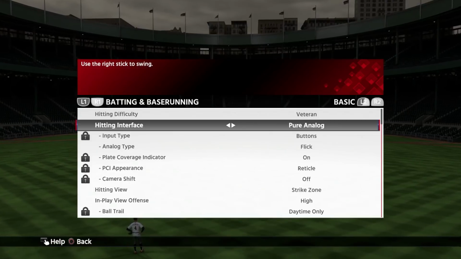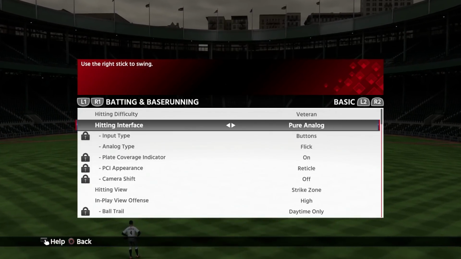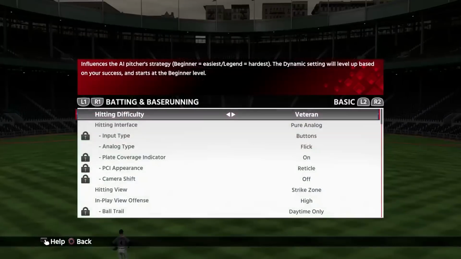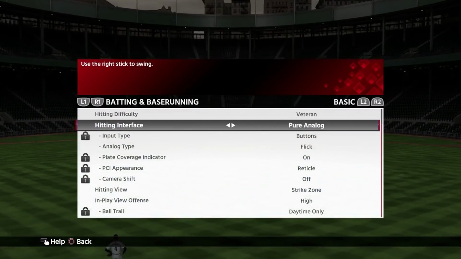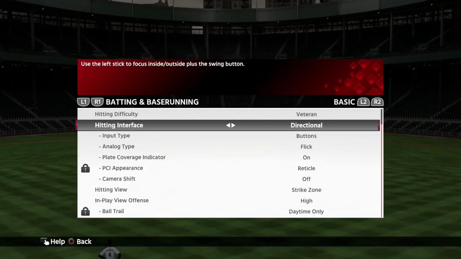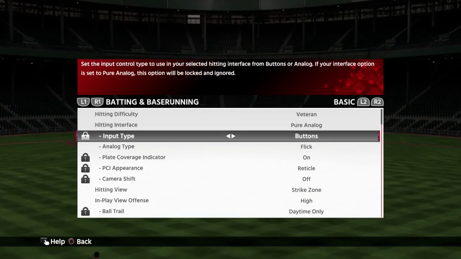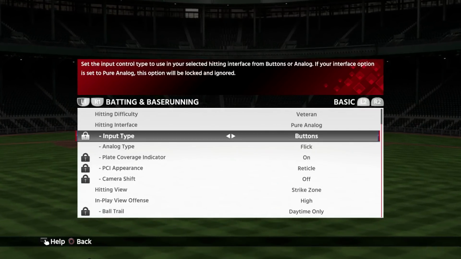This is going to go over the basics of pure analog hitting, the pros and cons, as well as give you a few pointers. First things first, you want to make sure you go to options, go to gameplay, and select pure analog. It is one of the 3 hitting interfaces in the game. We've already gone over zone and directional, so now it's time to talk about pure analog.